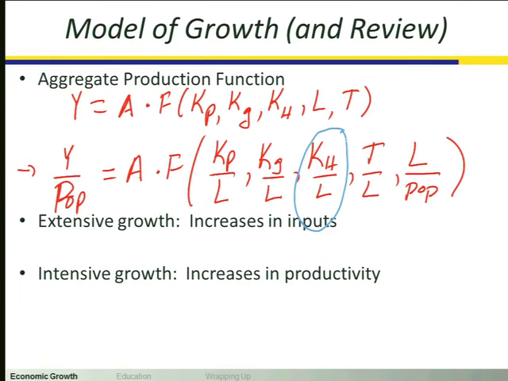So you can define human capital development, increases in educational attainment, as either being extensive growth if you have this sort of a fleshed out production function, or the more normal way, the way that you would see it in any other class, would be to simply have capital in your production function, and then increases in human capital per worker would be part of total factor productivity.